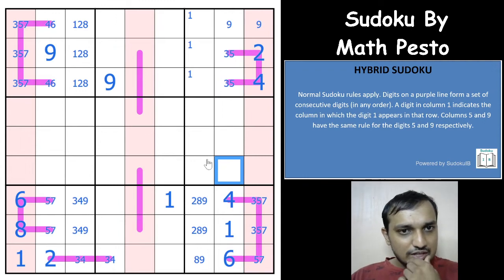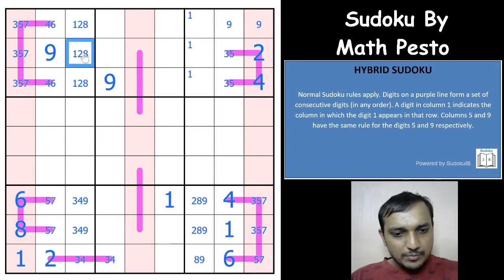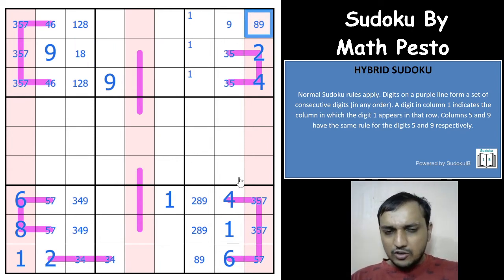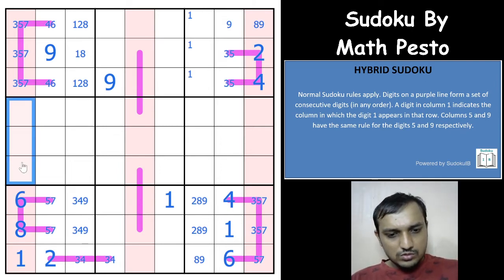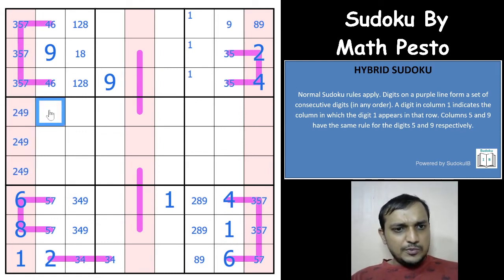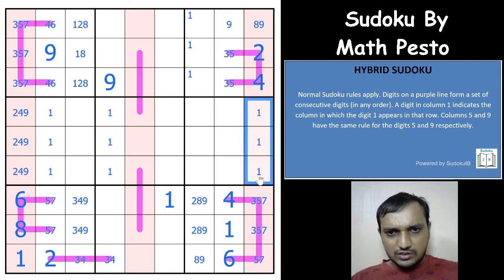That Sudoku is getting done, guys. This 2 will eliminate 2 from this cell. This would have to be either 8 or 9. These cells would have to be 2. It would have to be 2, 4 and 9. Which means 1 would have to be either in these 3 cells, these 3 cells and these 3 cells, right?